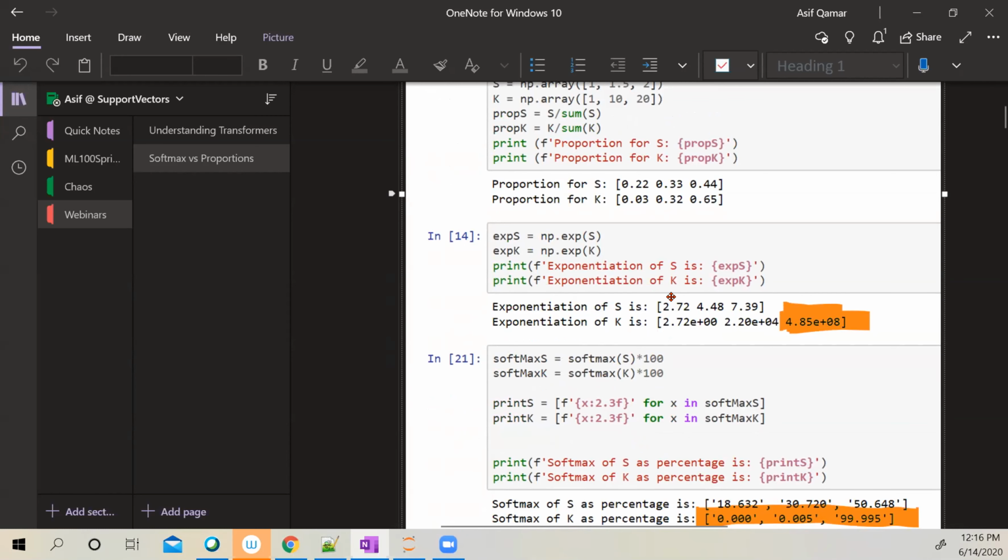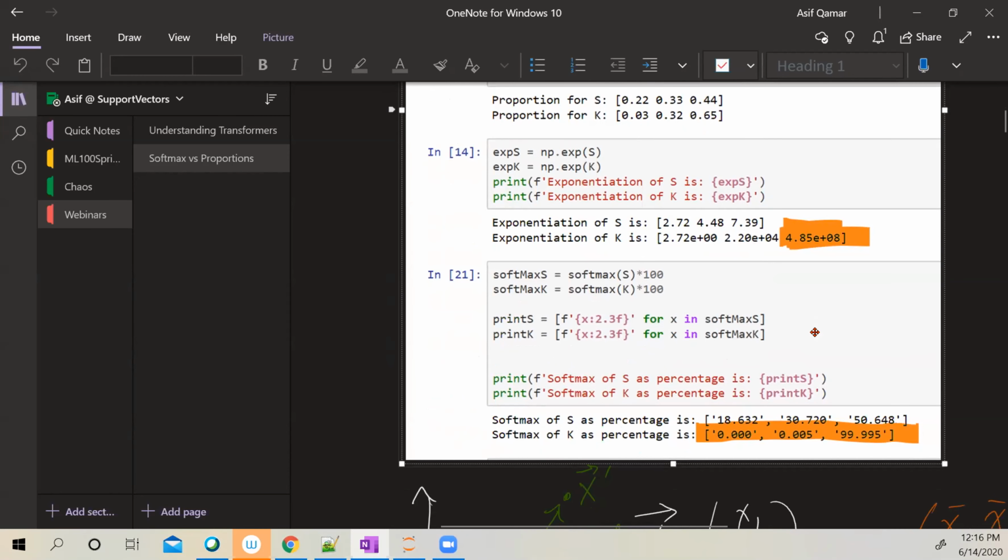Let's see what happens when you do the softmax. If you exponentiate them, you see that for the second case, this value really stands out, 4.85. It's really a big value. At the same time, when you make it into a percentage proportion, you realize that 20 becomes the big value, with 99.995% probability, and the others are vanishingly small. The way to do that is actually a bit more involved.